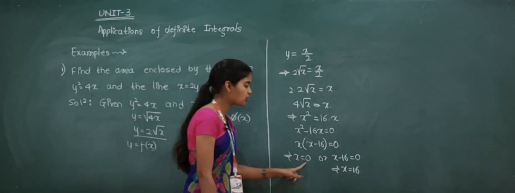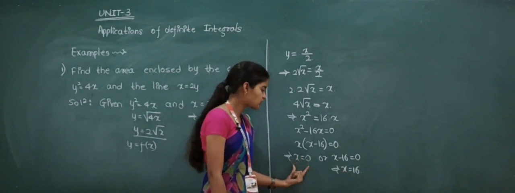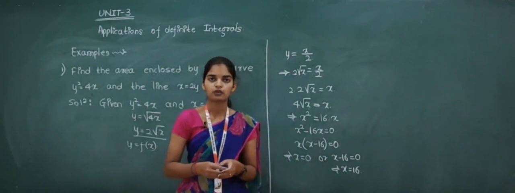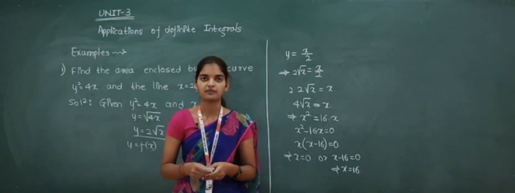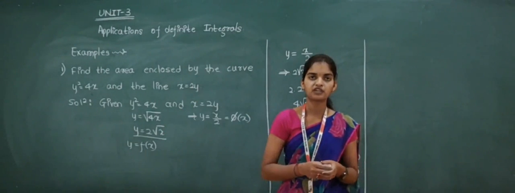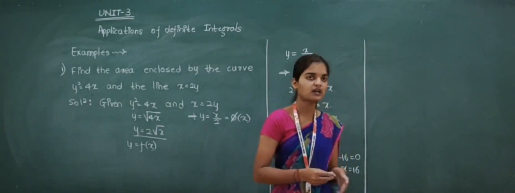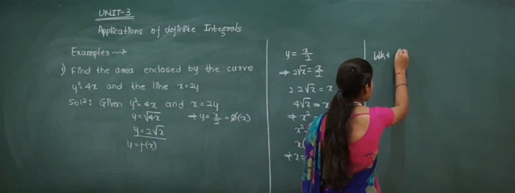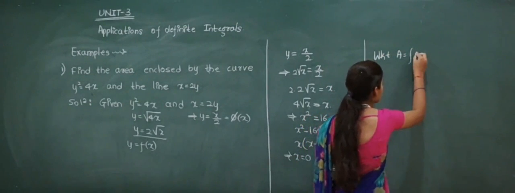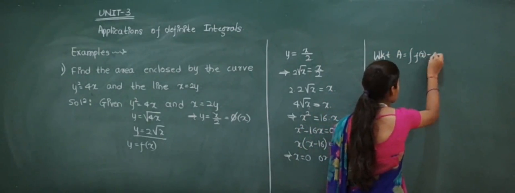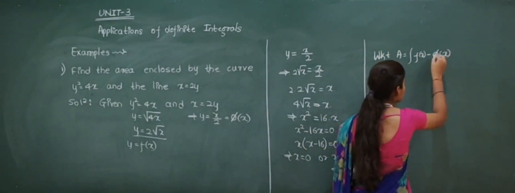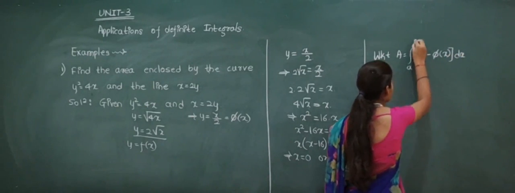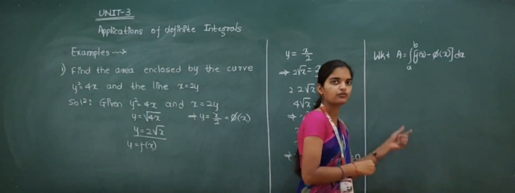Then next we have got the limits, that is x is equal to 0 to x is equal to 16. Next we apply the formula and get the area. So for the two functions, what is the area formula? That is, we know that A is equal to the integration of f of x minus phi of x into dx, and it is from a to b. This is our formula we have seen.